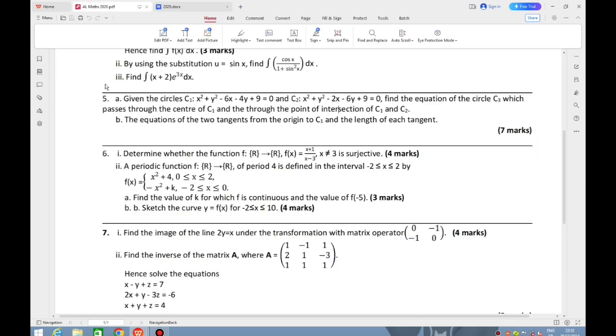The next question, question 5, says given that circle 1, which is x squared plus y squared minus 6x minus 4y plus 9 equal to 0, and circle 2, x squared plus y squared minus 2x minus 6y plus 9 equals 0. Find the equation of circle 3 which passes through the center of circle 1 and through the point of intersection of circle 1 and circle 2.